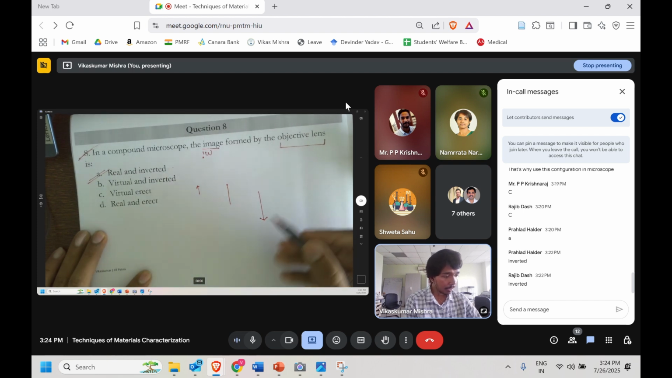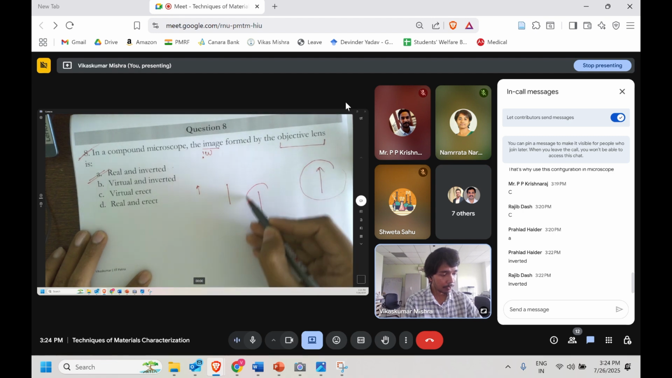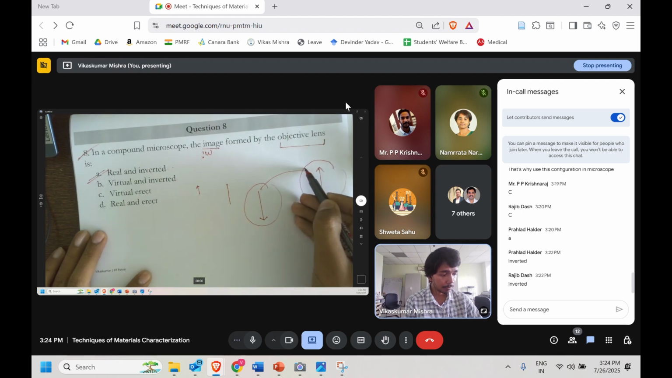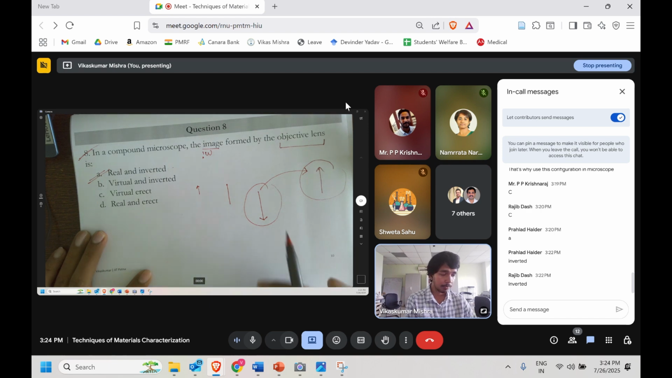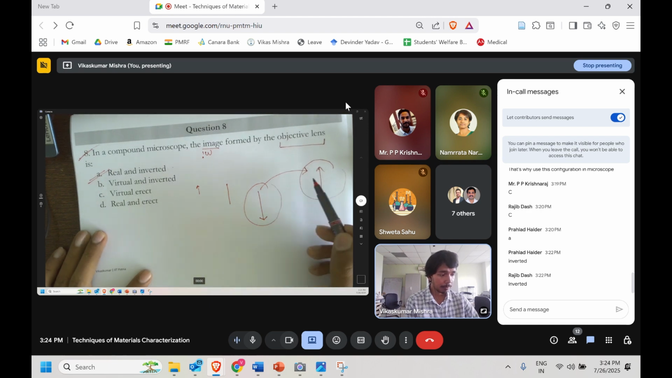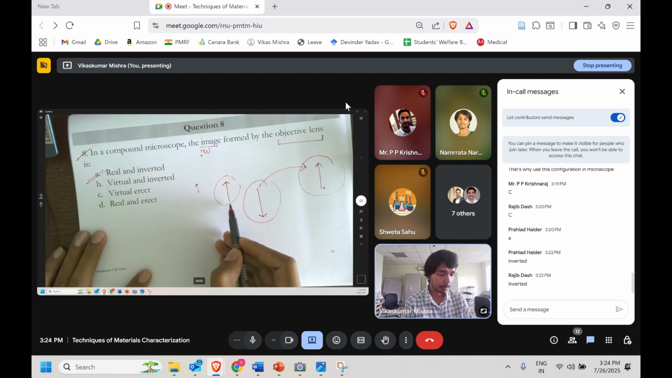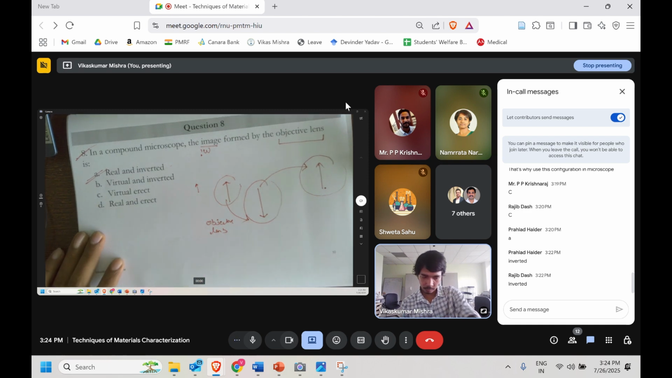So we again need to invert it back, right? So that we can see it. And how will we transform from this place to this place? Which lens is the one that is going to transform it back to the real one, like the erect one? Any idea? This we did by the objective lens. What about this?